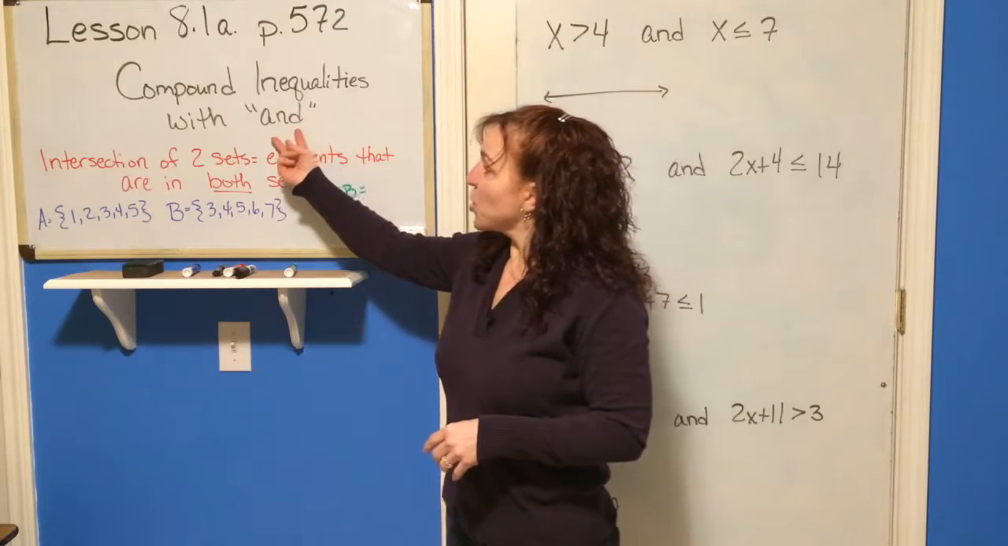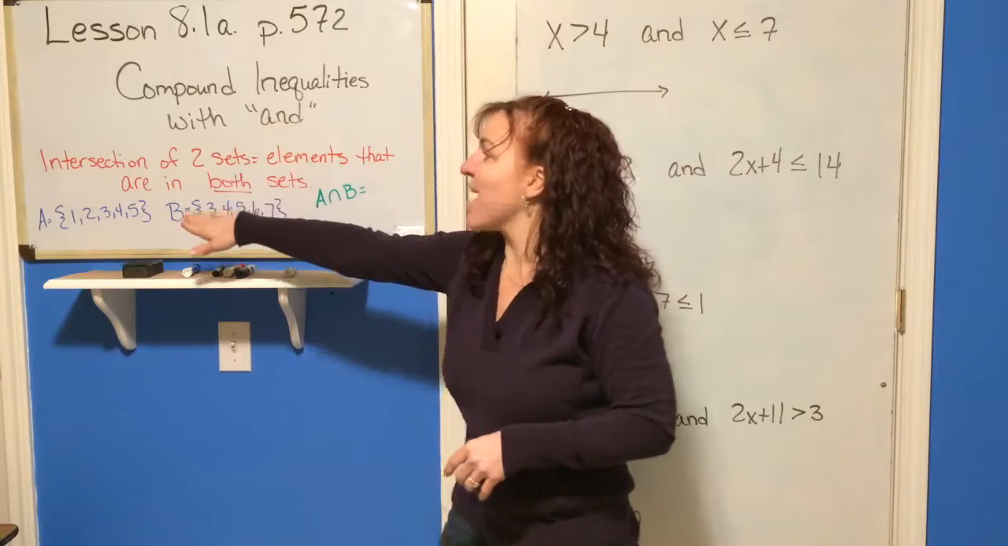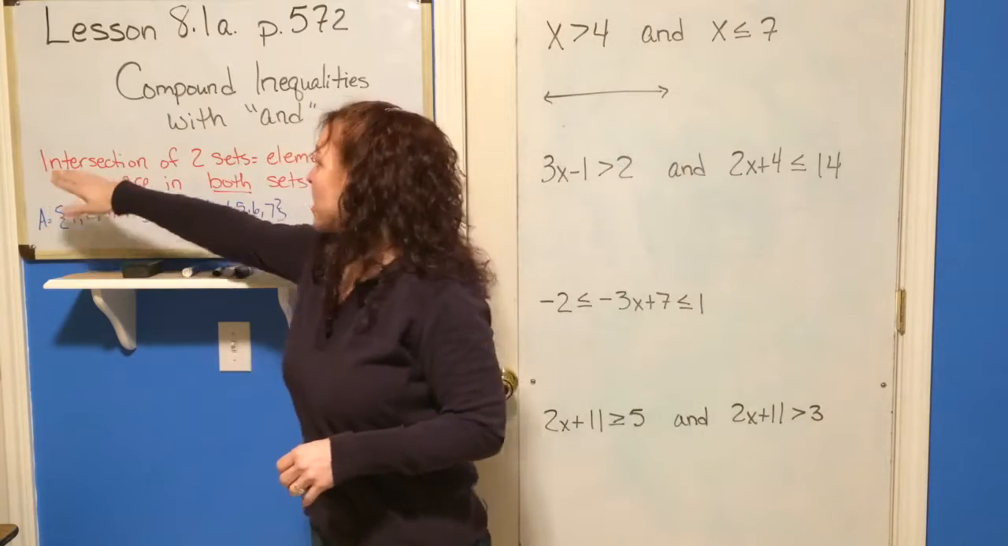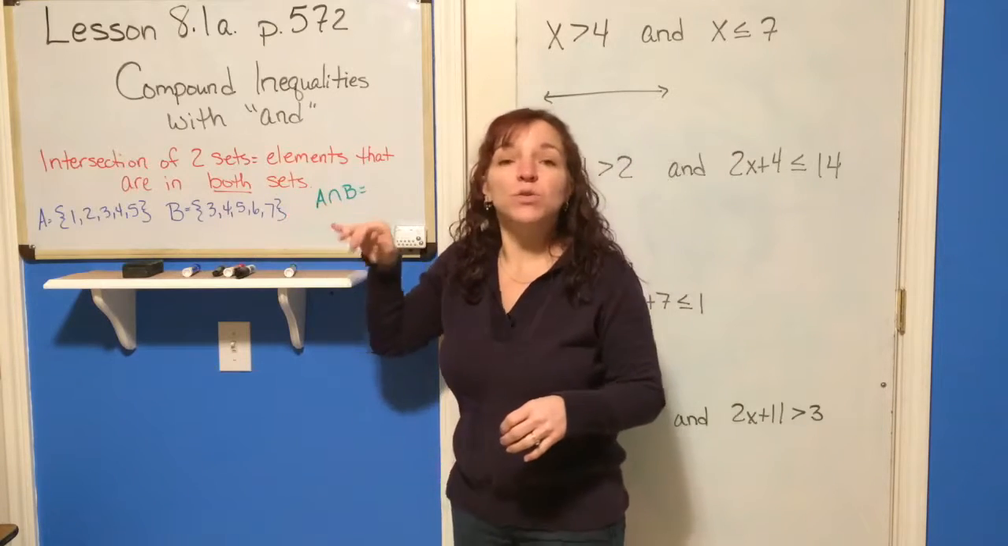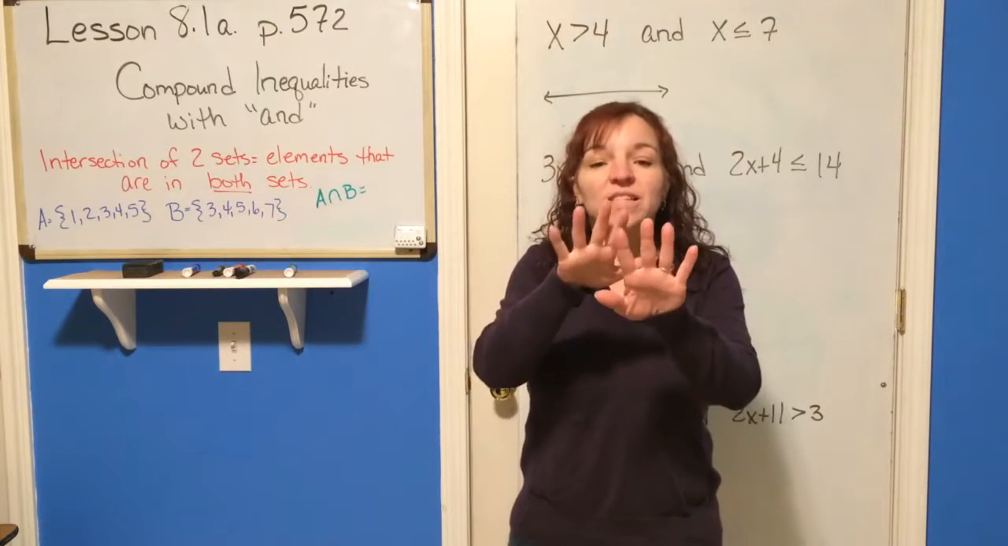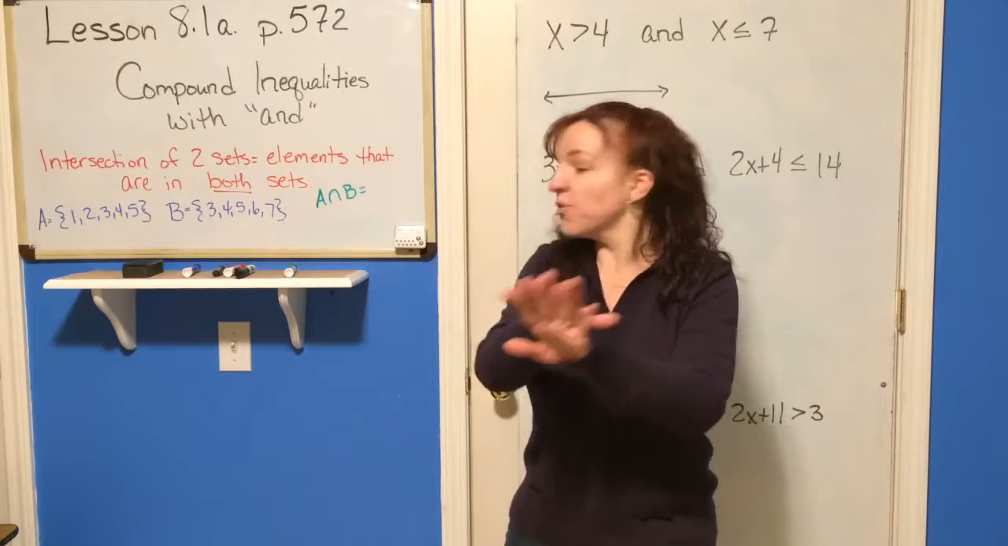And if we use the word "and," that means that we're going to have an intersection. The intersection of two sets is the elements that are in both of those sets. So an intersection is something that is included in two different sets.